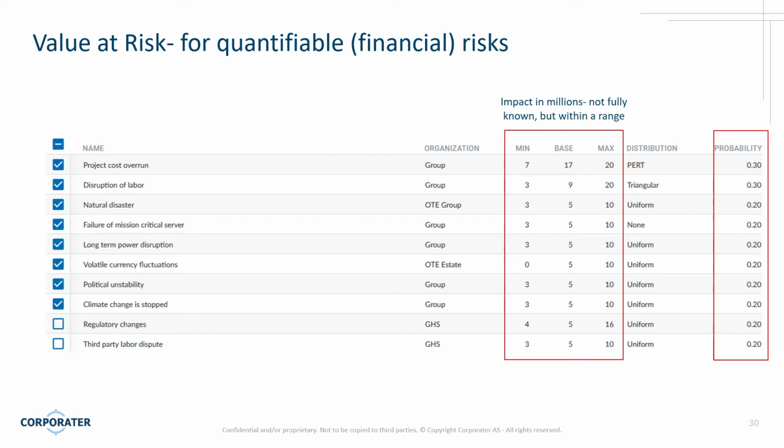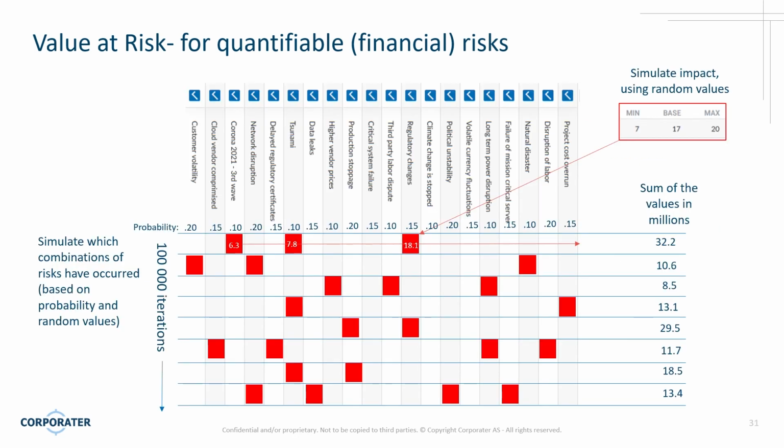So again, the value at risk applies to a portfolio of risks, like a big group of risks, literally hundreds of risks in some cases. And by using probability, these risks will occur in all sorts of random combinations. So in this example, project cost overrun will occur in 30% of the simulations. Labor disruption will occur in 30%. Sometimes they will occur together. Sometimes they won't. Sometimes just one will occur. Sometimes just the other. And that's just two risks. But if we have hundreds of risks running through, we will have countless combinations of risks that occur together.